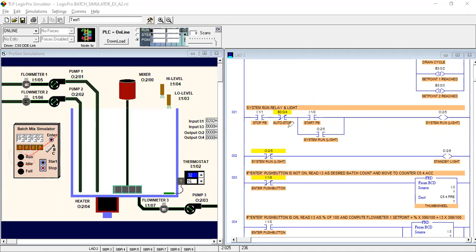So in this rung we have this run light. This address is O:2/5, system run light. Okay, this is the system run light. When our system is running, during the running condition, it will be energized and turn on. So in this rung, we have to connect it.